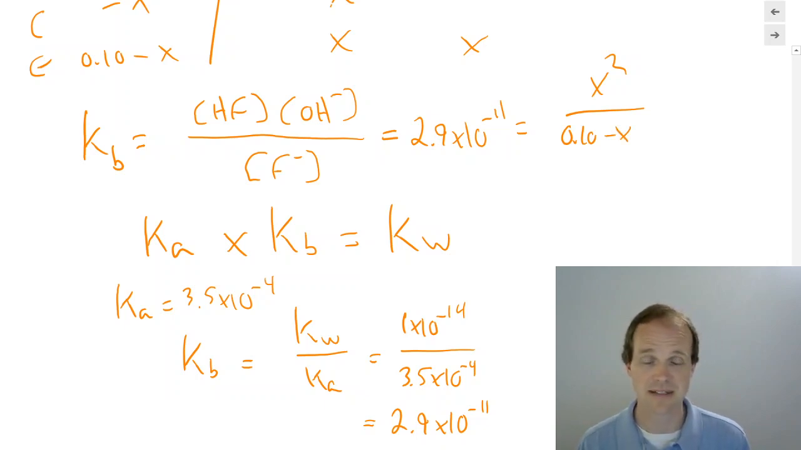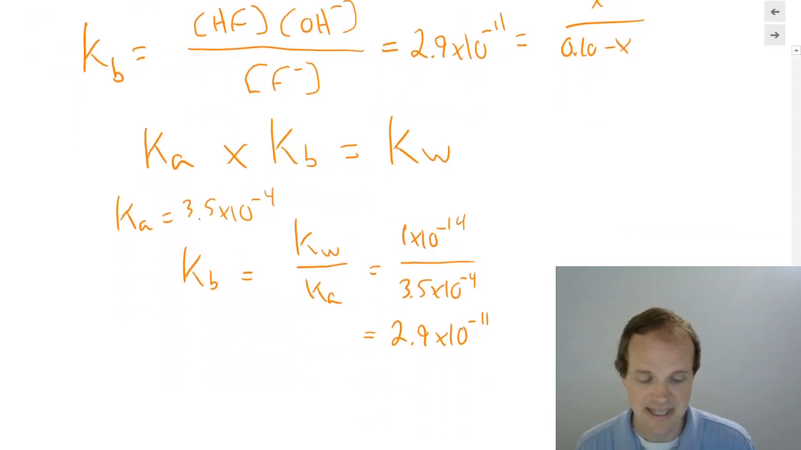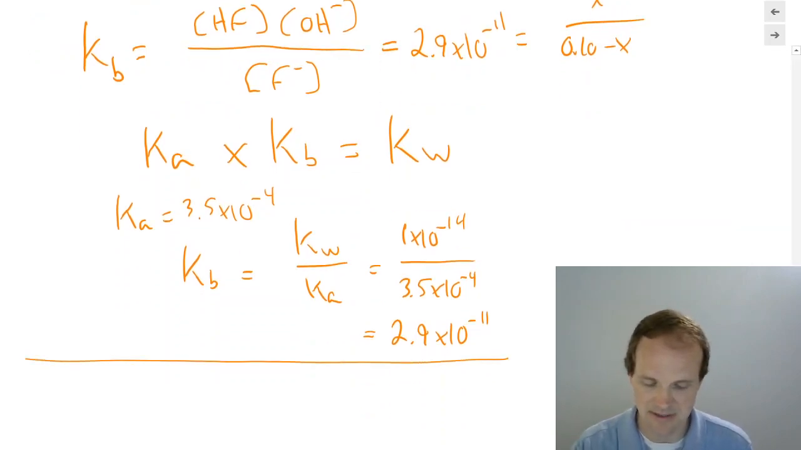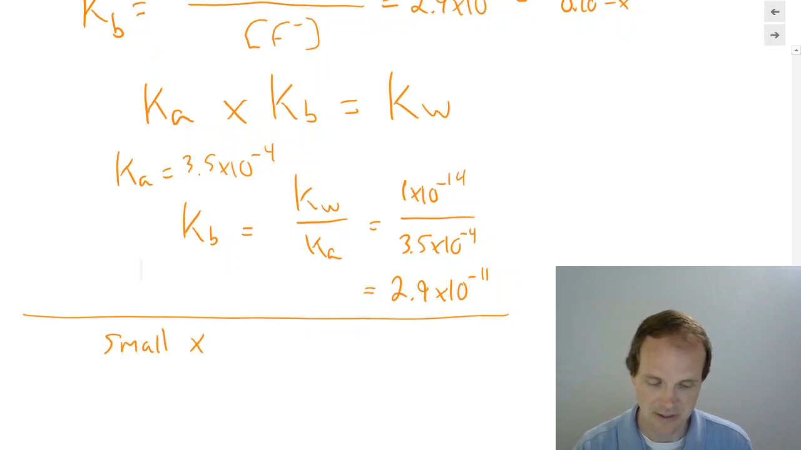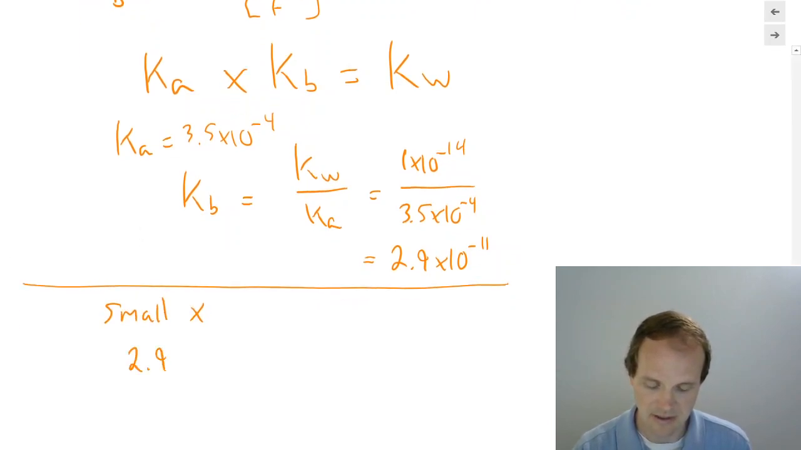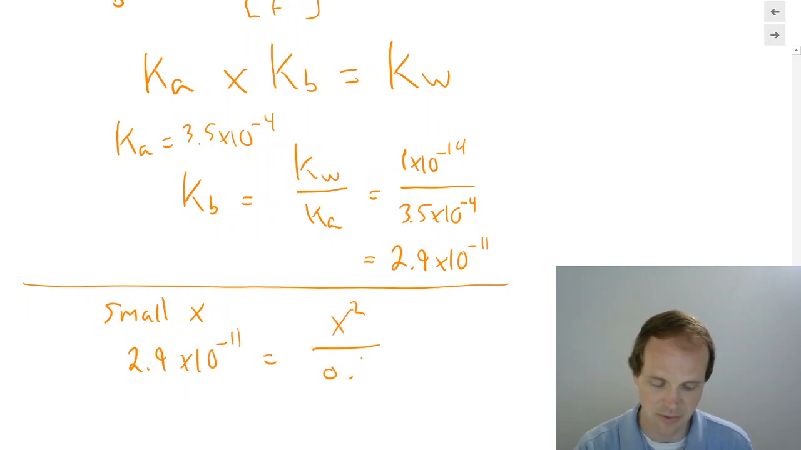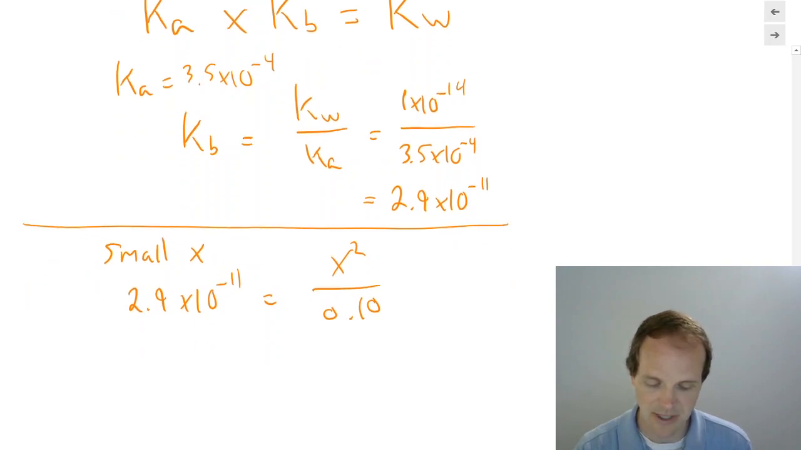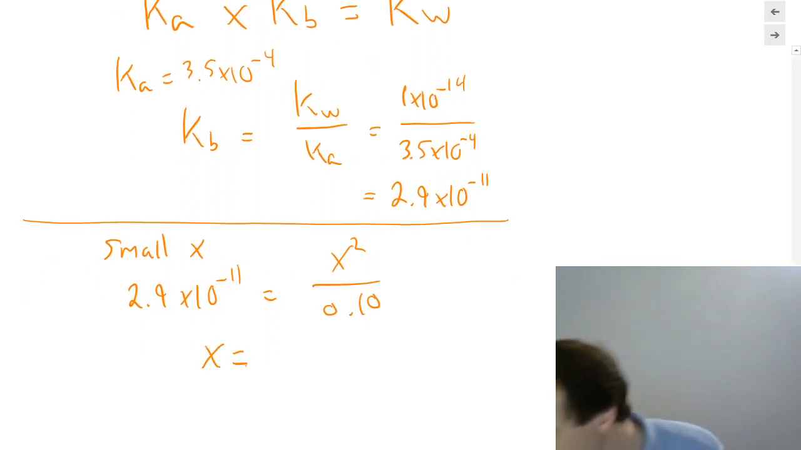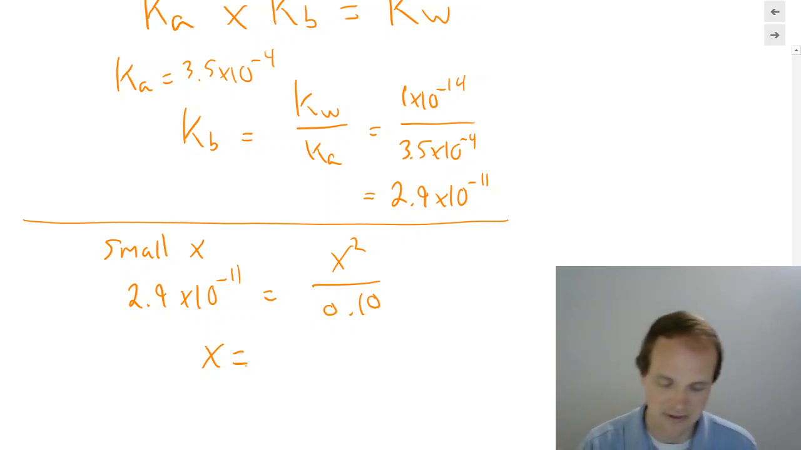Great, it's time to use the small x assumption. I mean, we've got 10 orders of magnitude difference. I think that's OK. So coming back to our solution, we're going to use the small x assumption. And now we've got that 2.9 times 10 to the minus 11th is equal to x squared over 0.10. We go ahead and solve that to find that x is equal to 1.7 times 10 to the minus 6.